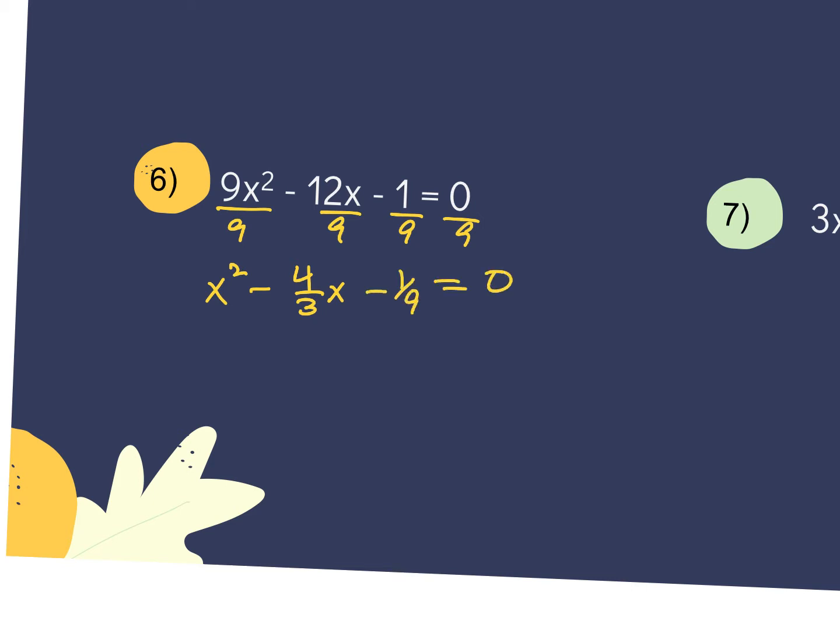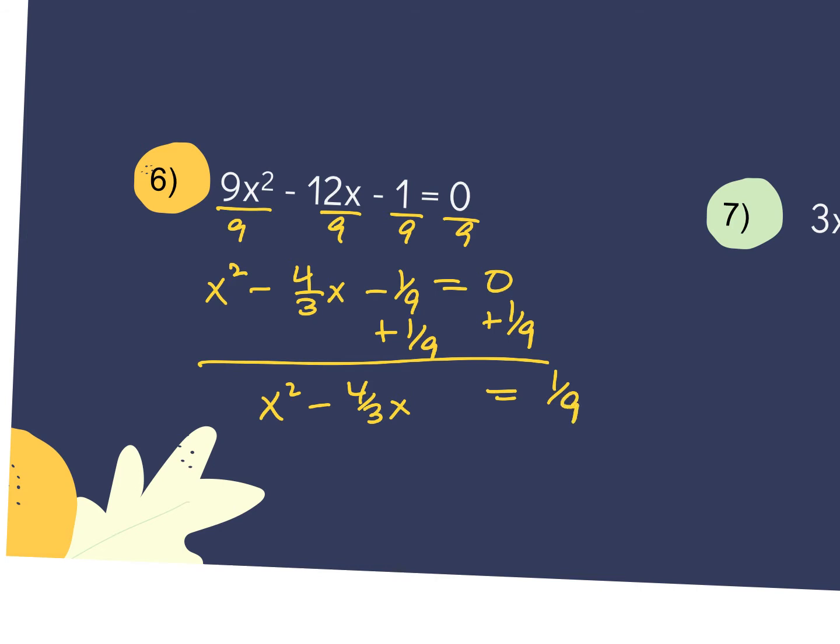So now what I can do is move my constant. Now the steps are the same. So I move the constant to the other side. x squared minus 4/3 x, leave a blank space, equals 1/9. Process is still the same. I take the b term. I'm going to divide it by 2. So negative 4/3. Divide by 2 is the same thing as multiply by a half.